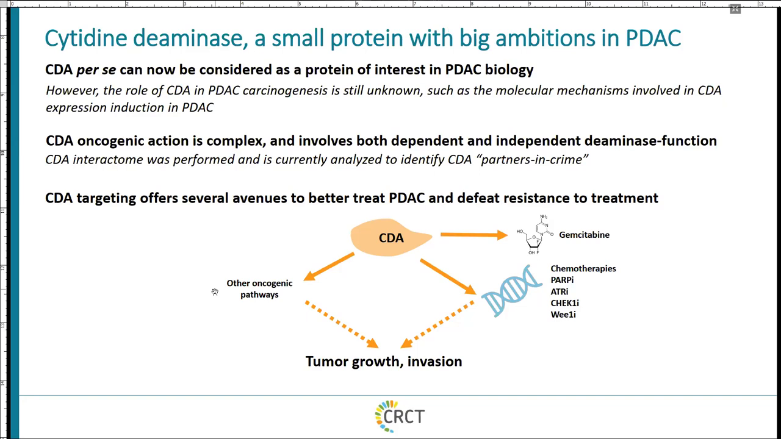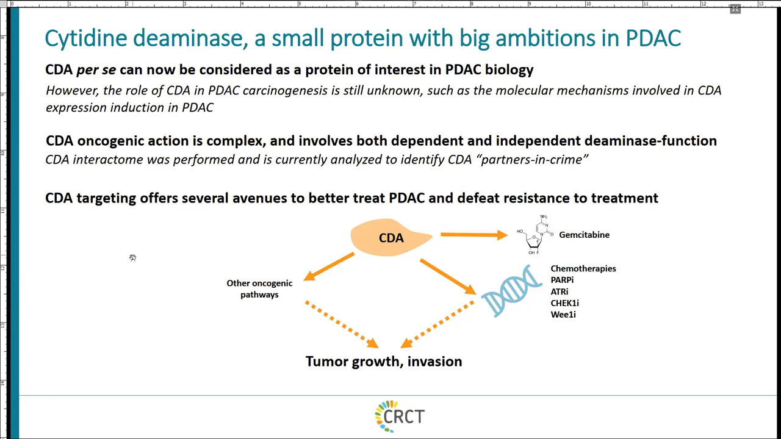So we can now consider with this work that CDA by itself is a protein of interest in pancreatic cancer biology. But we still don't know the role of CDA during pancreatic cancer oncogenesis. We don't know if CDA is induced early or late, and if, for instance, using animal models to blunt CDA expression may prevent cancer growth. We don't know that. And we still don't know the molecular mechanisms that are involved in CDA expression induction in pancreatic cancer. So this is something very interesting to address.